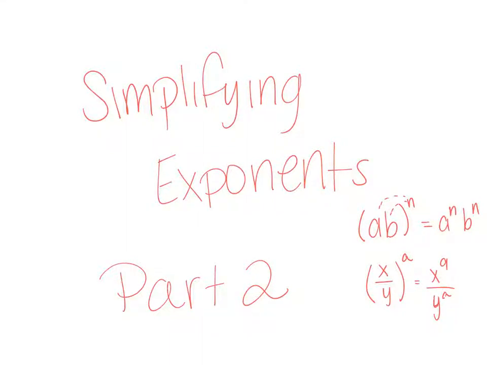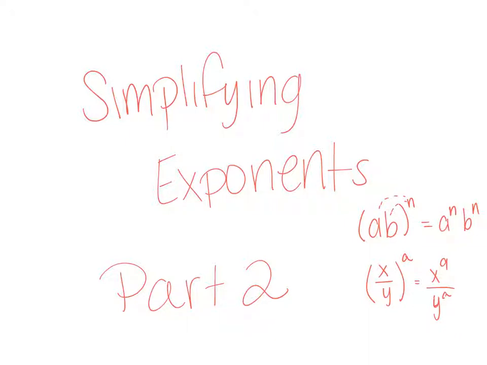So in this video, we're going to be working on simplifying exponents, the last two properties. So you'll see that you have something in parentheses, more than one item, to a power. And this just works like a distributive property. It says that you can take this exponent of n and give it to the a and give it to the b. So it says a to the n, b to the n.